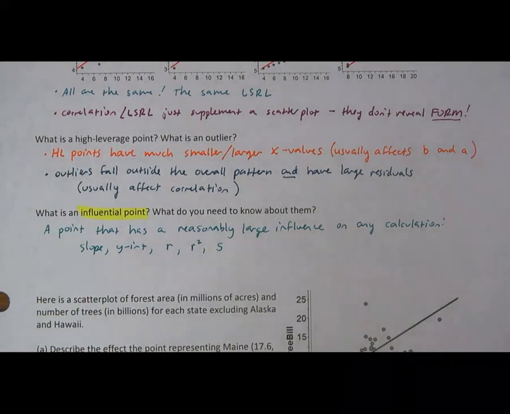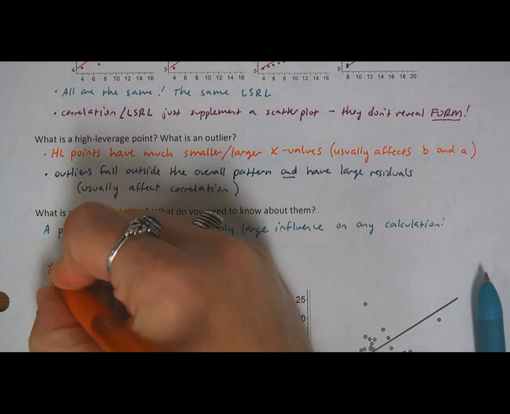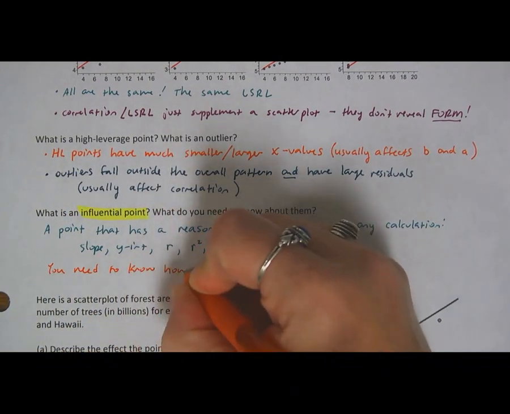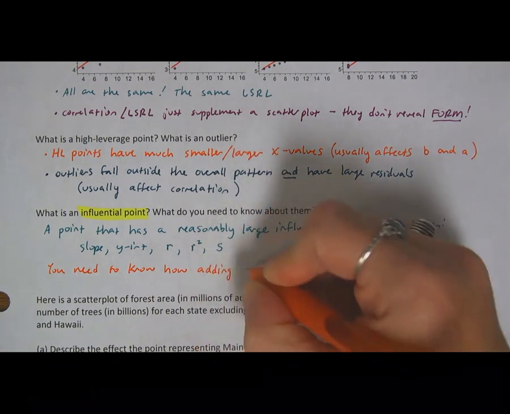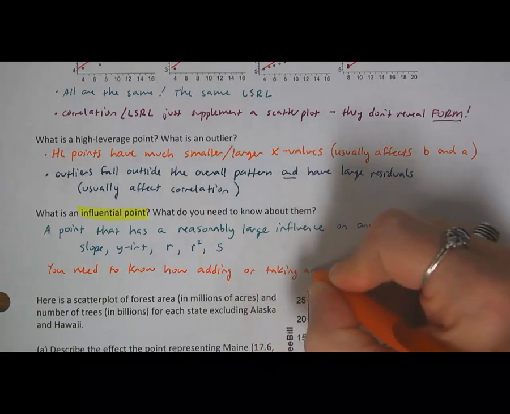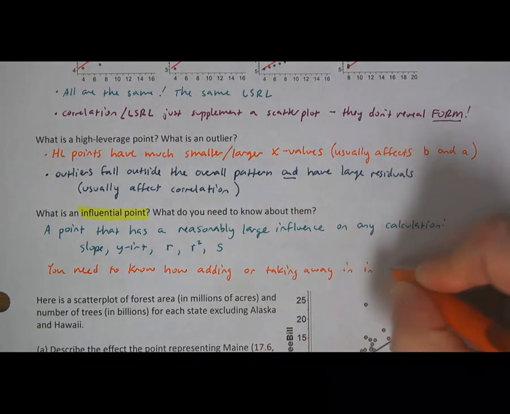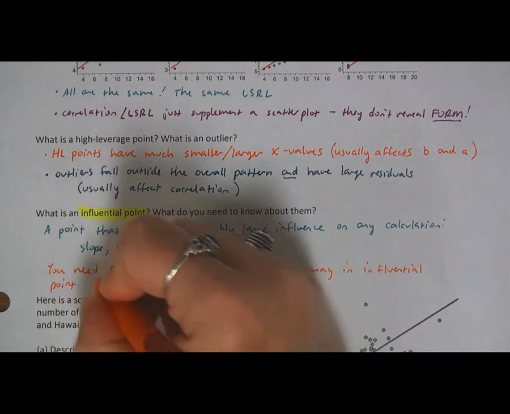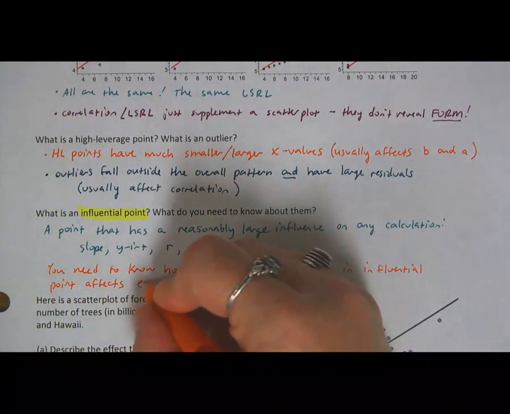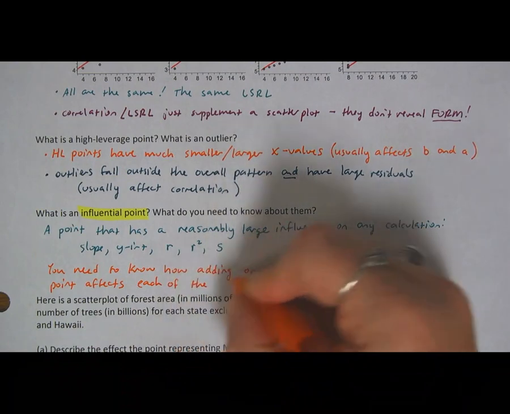And you just need to know how putting one of those on the graph or taking one away affects each of these statistics. So let's just make a note. You need to know how adding or taking away an influential point affects each of these statistics. And we're going to practice that now.